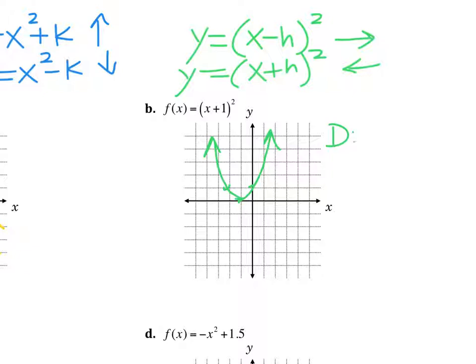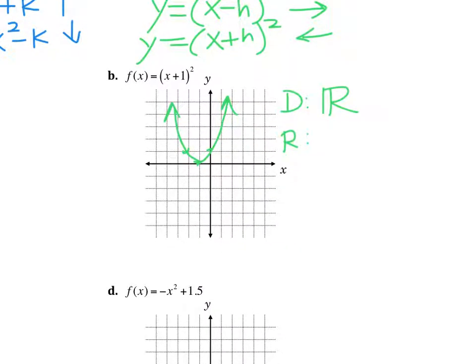All right, domain and range on this one. Domain, all real numbers, every time. No matter what, until it's not. That's not until chapter 10, so don't worry about it. It's all real numbers. And then the range: it's opening up, and what's the lowest y value that we have? 0. So y is greater than or equal to 0.